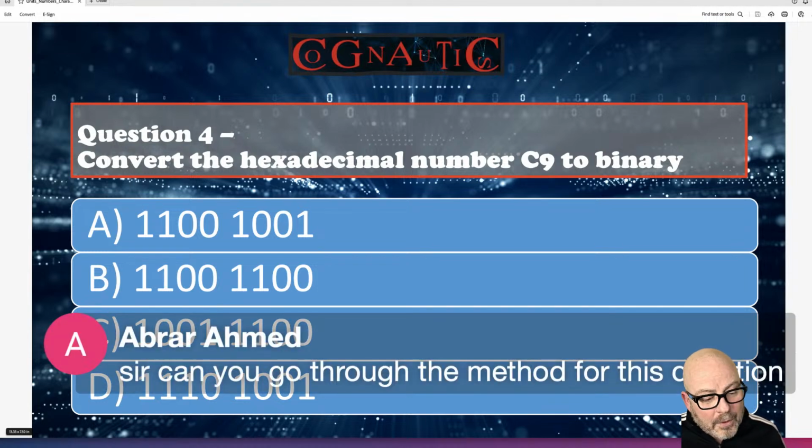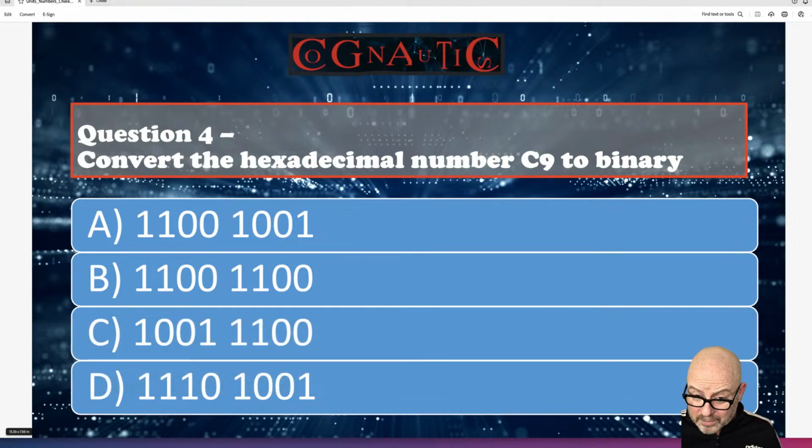Okay, the method for this question would be that you would draw two nibble tables, right? So you would do one for C and you would do one for 9, okay? You need to know that C represents, if we've got 1 to 9, A is 10, B is 11, C is 12. So you'll do one nibble table, which is 1, 2, 4, 8. You do one for 12 and you do one for 9, right? And that would give you the binary number, and then you smash it together, yeah?